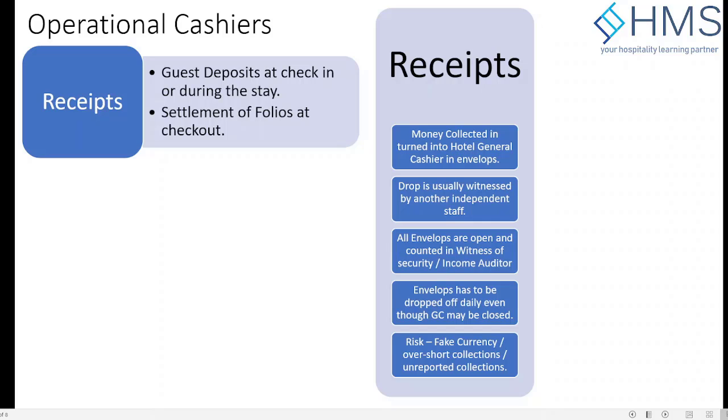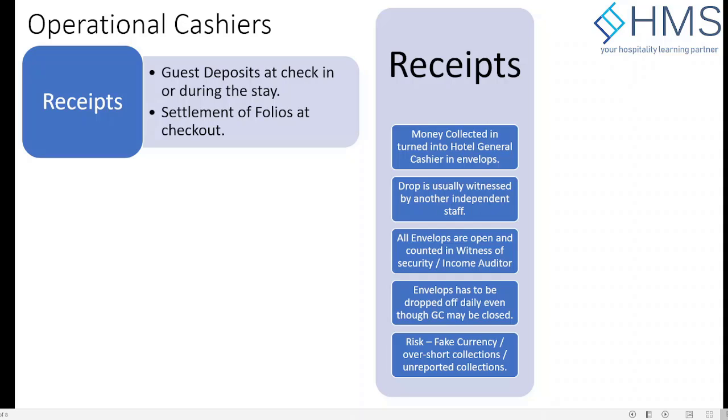There usually are instances where local currencies are fake, or foreign currencies are fake. So usually you have to have currency counters or checkers operational, at least one in the hotel at the front desk. If F&B has a lot of transactions, then you may want to consider one at the F&B as well.